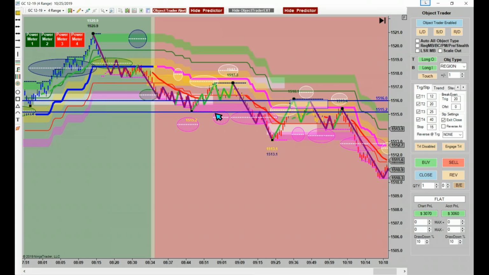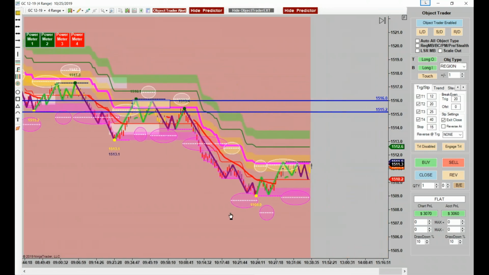Looking to the left to trade the right. That swing there and that swing there. All right? Everybody see that? And this does work quite well.